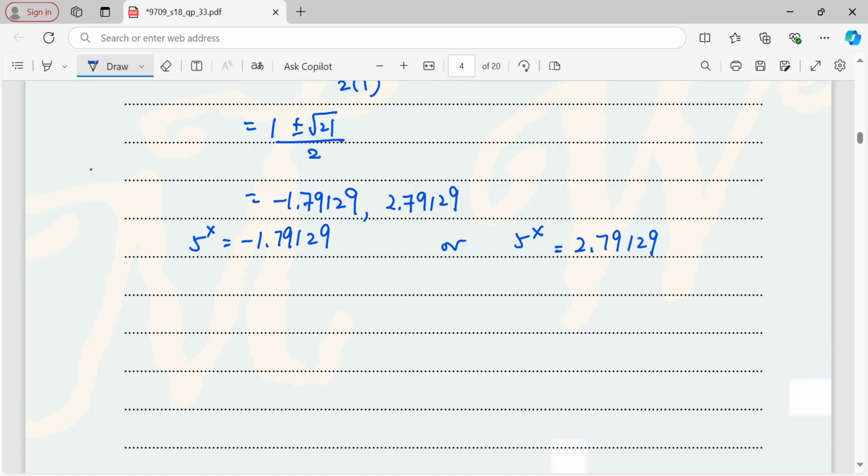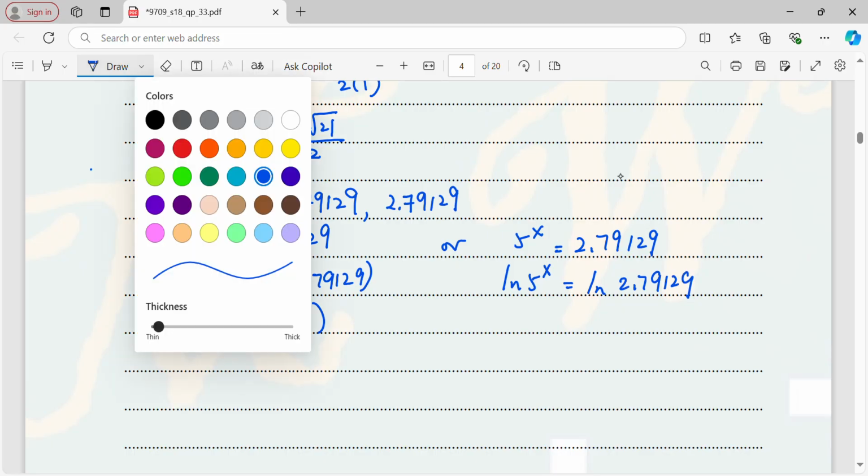Okay, so when you need to get the x, we need to take ln both sides. But then when you take ln of a negative number, that is undefined. So ln 5 to the power of x equals ln of negative. So ln cannot be negative. That means this is undefined, or no solution. Okay, so now we need to solve the other equation. So now ln 5 to the power of x equals ln 2.79129.